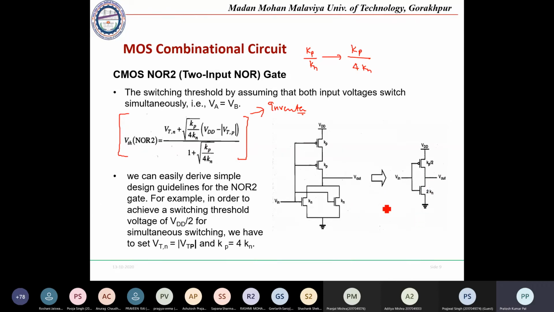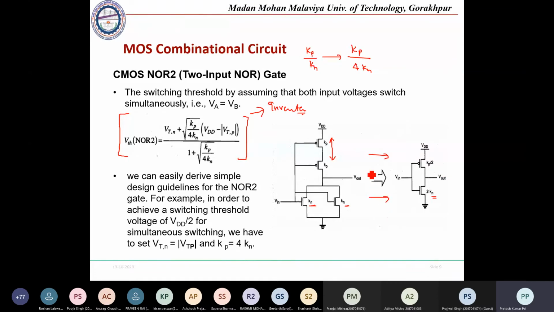If we are representing this, these two are in parallel. If these two are parallel, then its equivalent transistor will have a transconductance. If this has Kn transconductance, connected in parallel it will have 2Kn. In the previous analysis of the NOR gate, it will be 2 times the Kn value. Similarly, if these two transistors are connected in series, the equivalent single transistor will be given as Kp divided by 2.